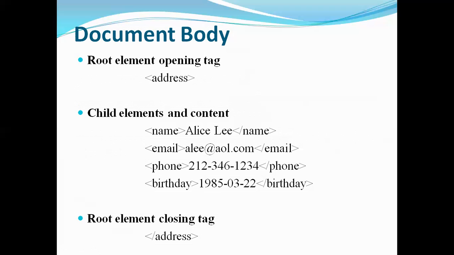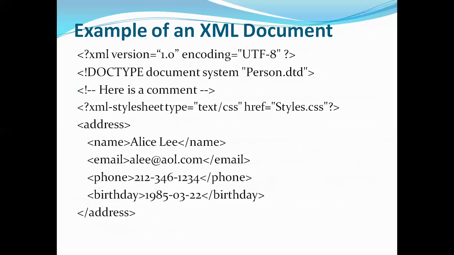Let's start with the root element. Just look at this example. The first line is called the XML declaration, then the document type definition, the comment line, and lastly the processing as well as the style declaration. The remaining part is called the XML document, that is the document body itself. Here it consists of mainly three things: the opening root element, the closing root element, and inside them the child elements. So these are all called the mandatory fields.